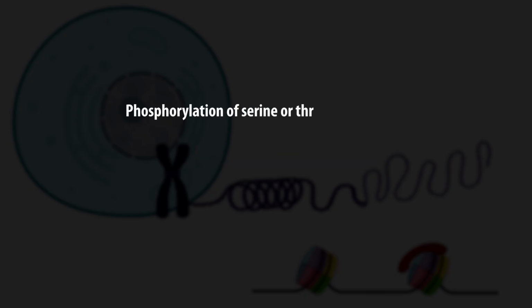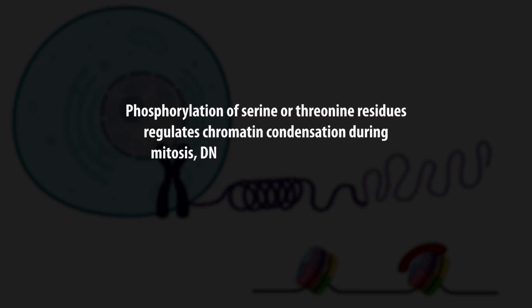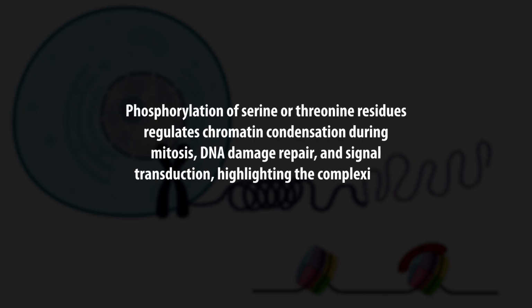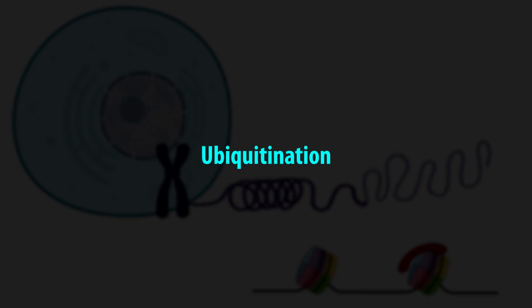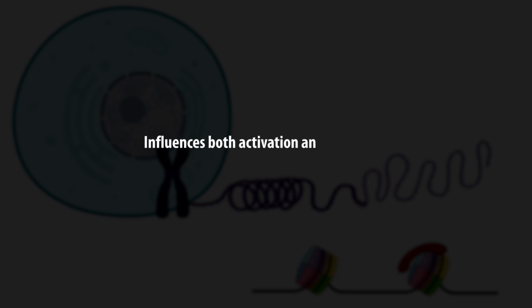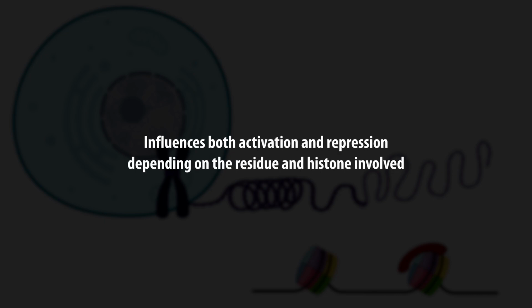Next is the phosphorylation. Phosphorylation of serine or threonine residues regulates chromatin condensation during mitosis, DNA damage repair, and signal transduction, highlighting the complexity of epigenetic regulation. Next is the ubiquitination. It influences both activation and repression depending on the residue and histone involved. These modifications form the histone code, a combinatorial platform that dictates chromatin function.